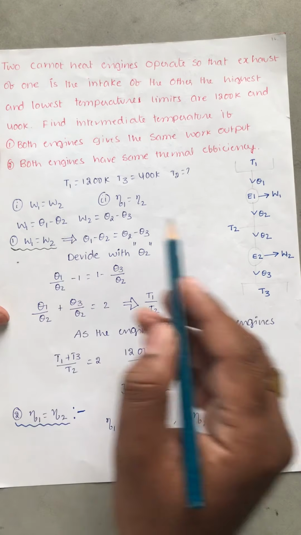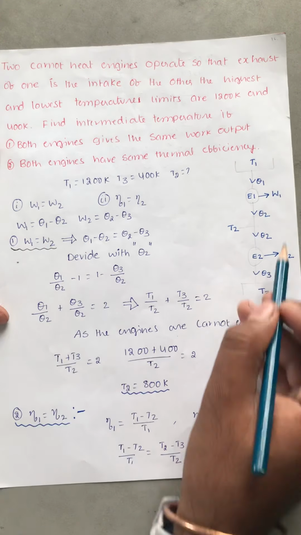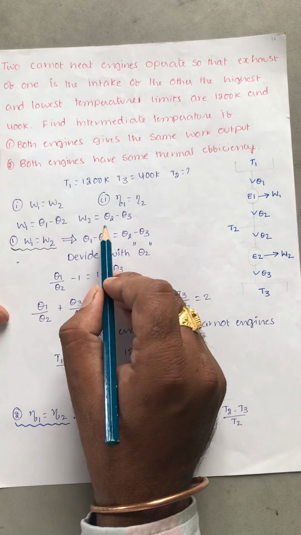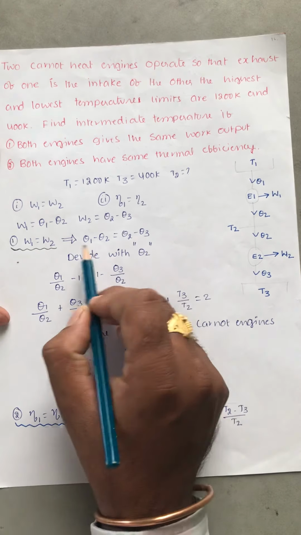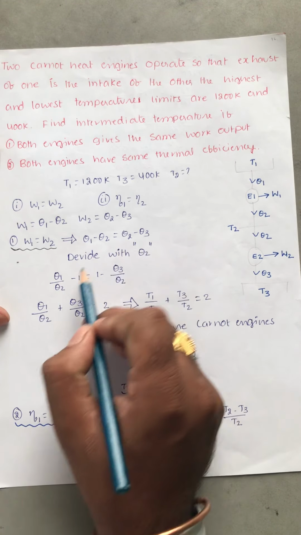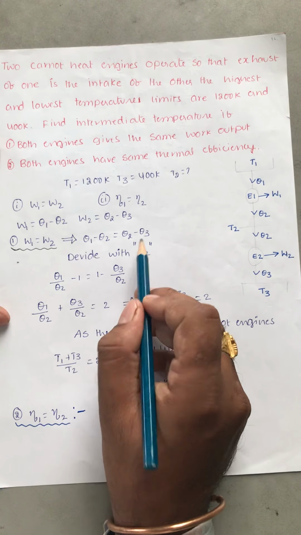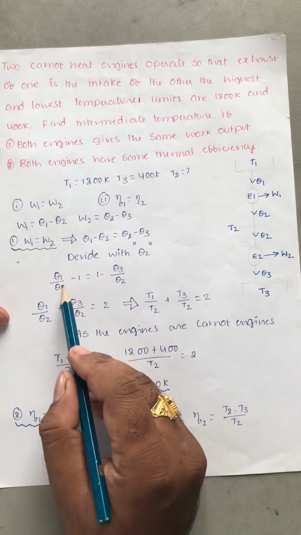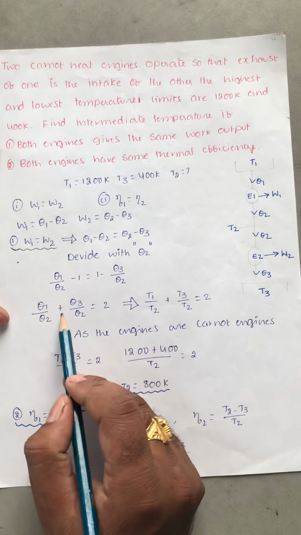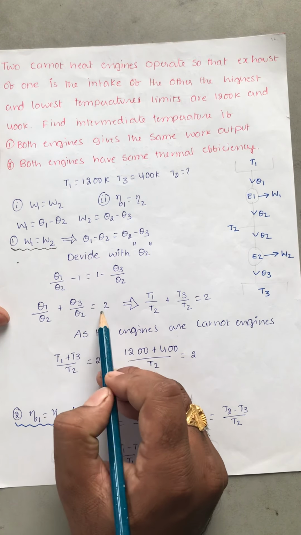Let us consider the first statement. Both engines give the same work output, so W1 is equal to W2. Then W1 equal to Q1 minus Q2, W2 equal to Q2 minus Q3. These two are equal. Divide by Q2 on both sides. Then Q1 by Q2 minus 1 is equal to 1 minus Q3 by Q2. Then Q3 by Q2 comes to the left side, so minus becomes plus. This minus 1 goes to the right side, so plus 1. Plus 1 plus 1 is 2.